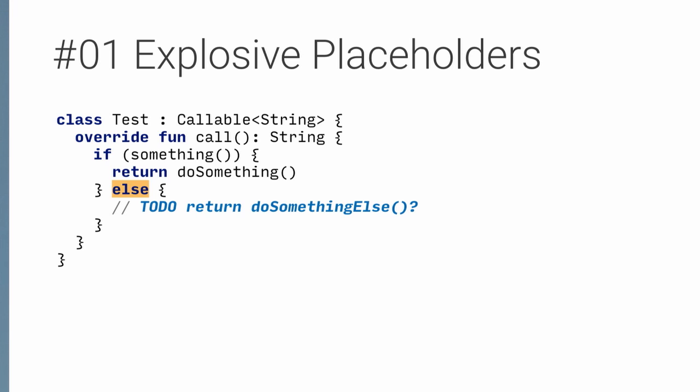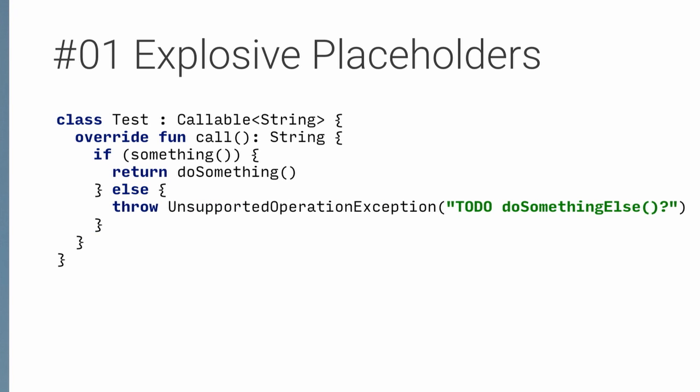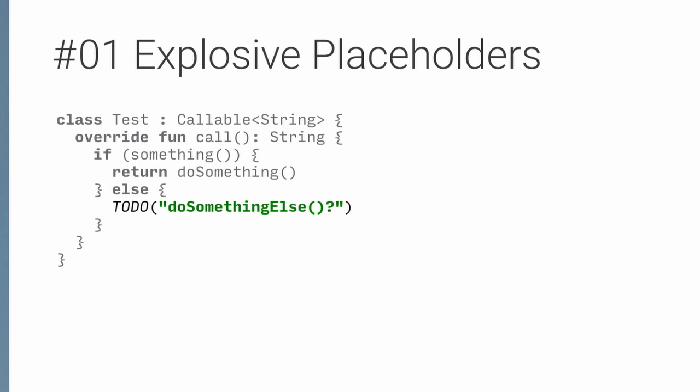So if this is a callable instead of a runnable, this actually becomes a compile error because you're not returning from this branch. In Java, you would do something like throw an exception, which you can also do in Kotlin, and that's fine. But there's a shorthand syntax in Kotlin, which is basically just a function, that will throw an exception and also will show up in the IDE as if it were a to-do comment, so you can easily find it.